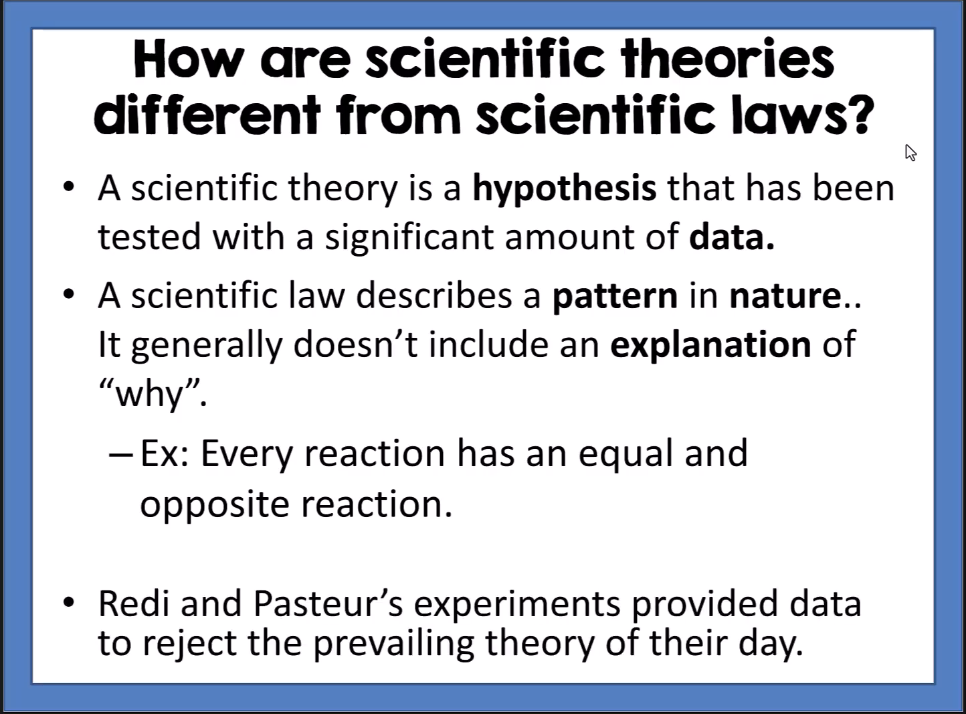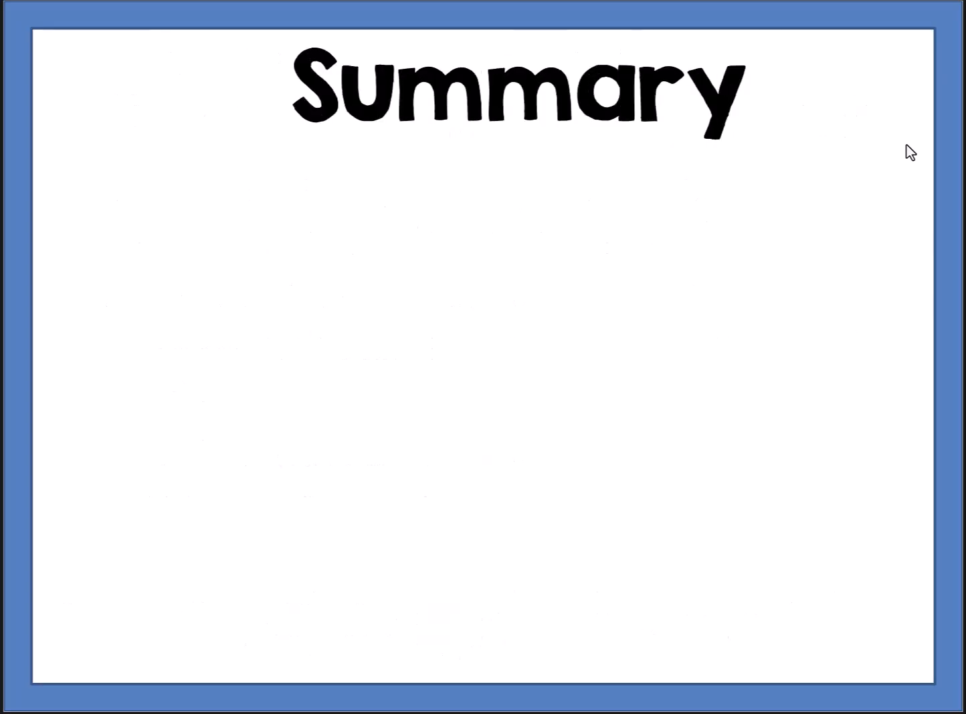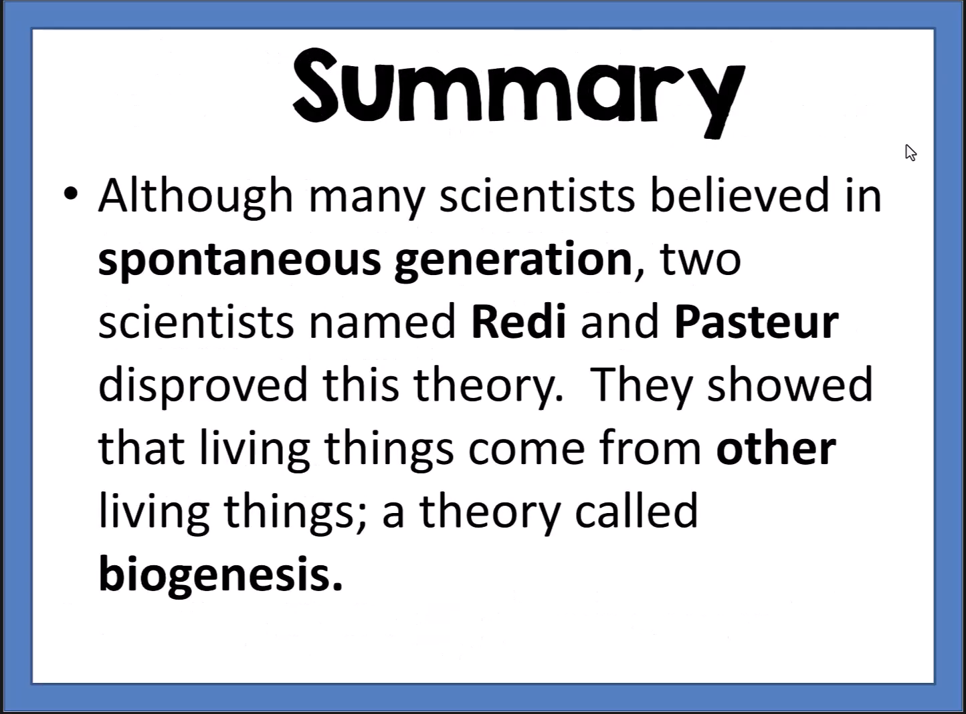Redi and Pasteur's experiments provided data to reject the prevailing theory of their day. So the theory of spontaneous generation was disproven by Redi and Pasteur. So in summary, although many scientists believed in spontaneous generation, two scientists named Redi and Pasteur disproved this theory. They showed that living things come from other living things, a theory called biogenesis.